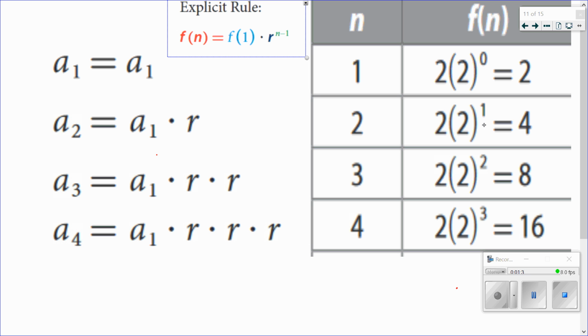And then next, we'll have 1, and then 2 r's, and 3 r's, and so on. So that's why the formula has this n minus 1. Whatever number term it is, minus 1, you raise it to that exponent. So that's how we get the explicit rule, and you multiply that times the first term. We're going to keep that in mind when we solve these problems here.